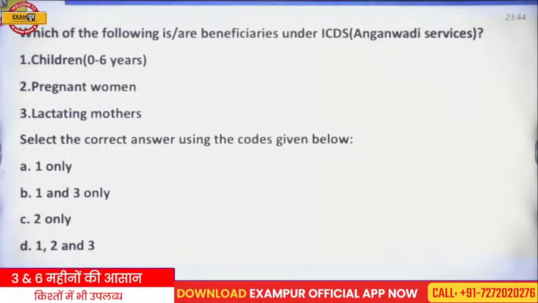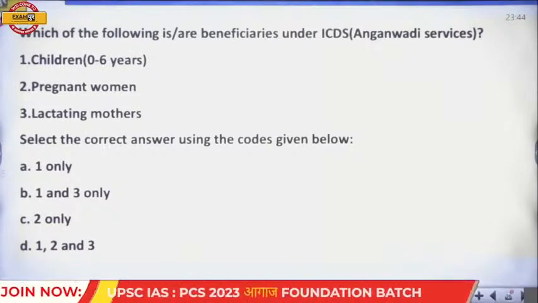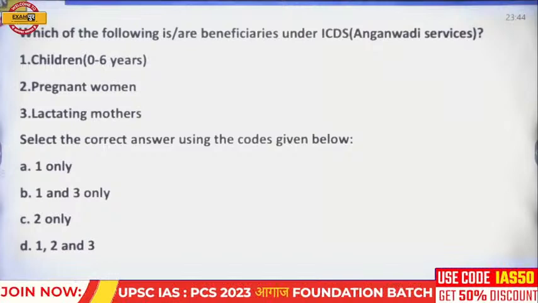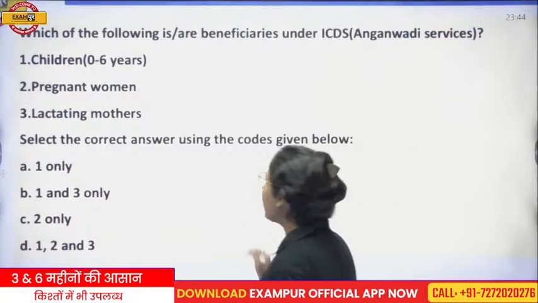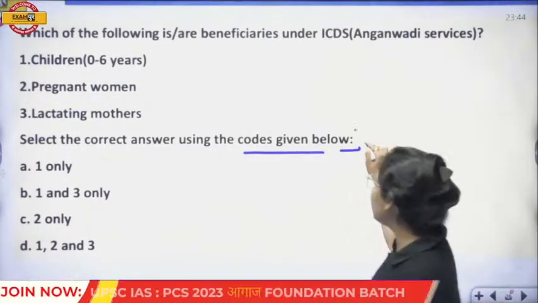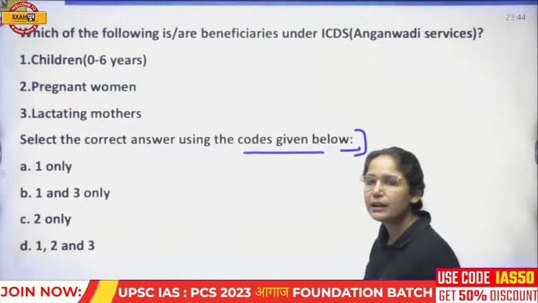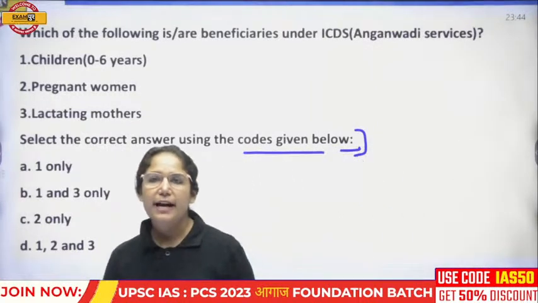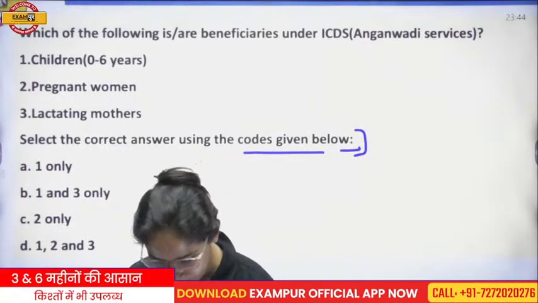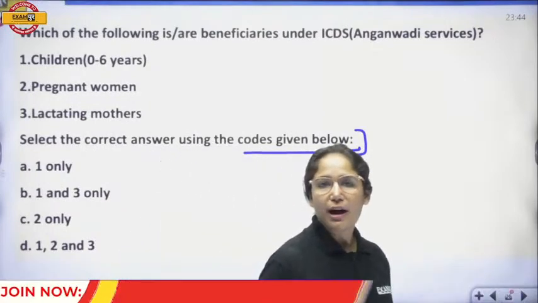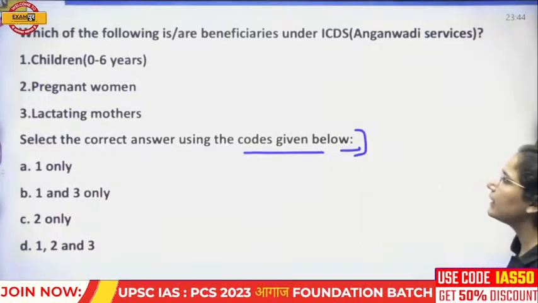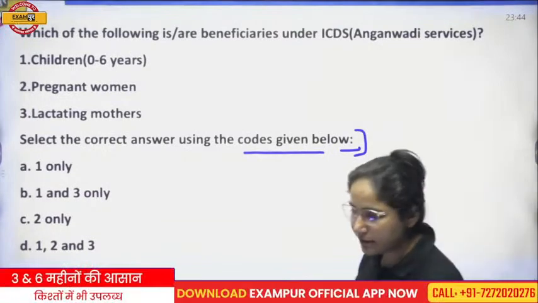You have been asked about children, whether it is till the age of 6, and whether pregnant women are part of it or not. Beneficiary should be the pregnant women, lactating women. Select the correct answer using the codes. This would only be known to you if you have at least had a glance regarding the program. This is really too easy, but you would be able to answer only if you have a glance at the Integrated Child Development Services.